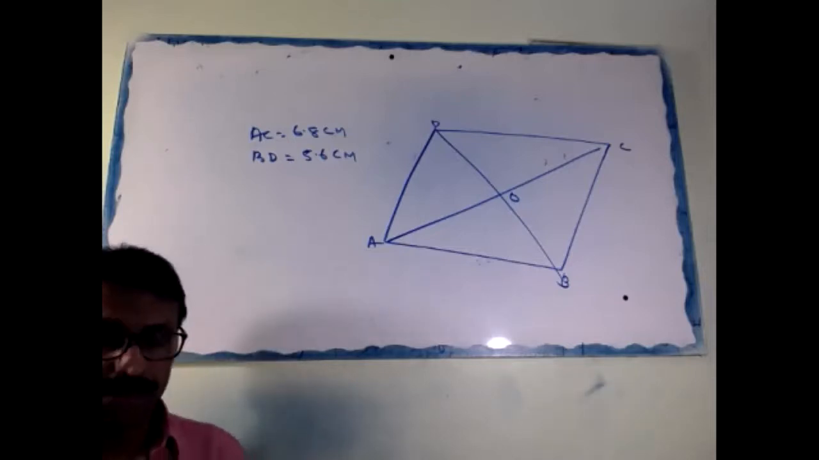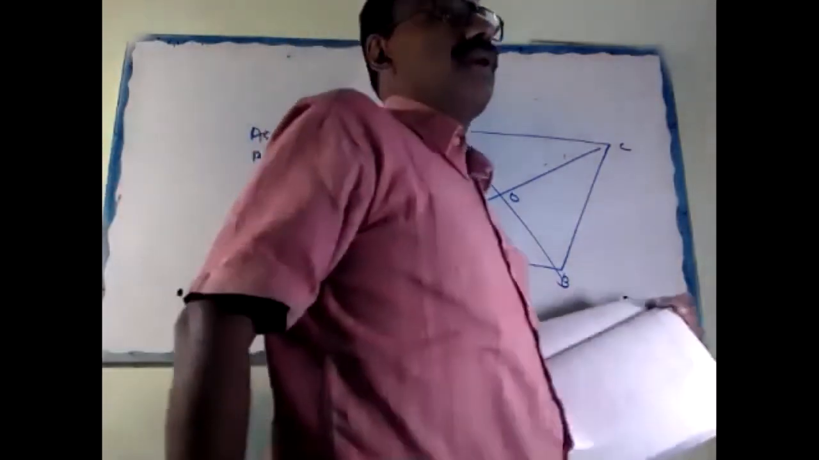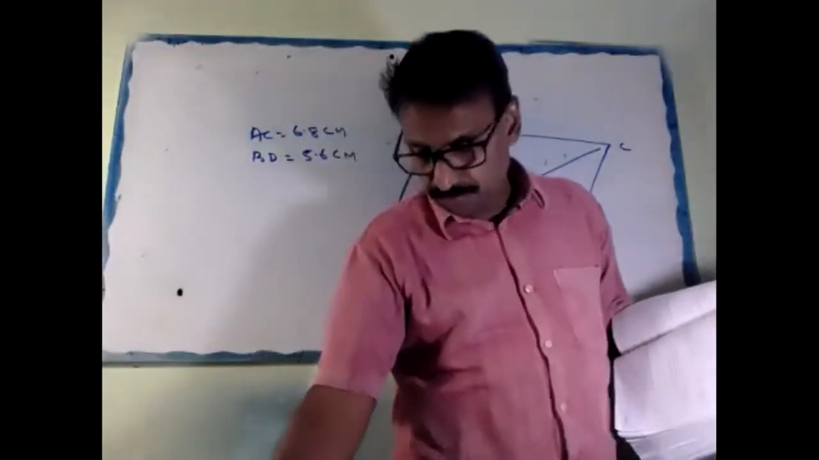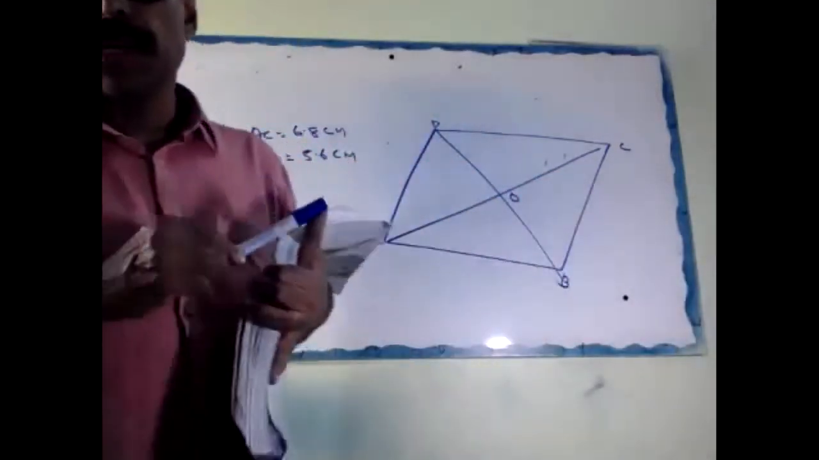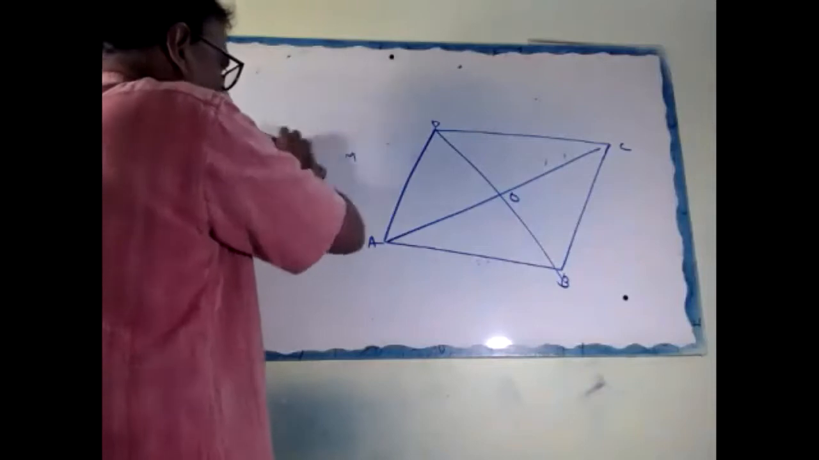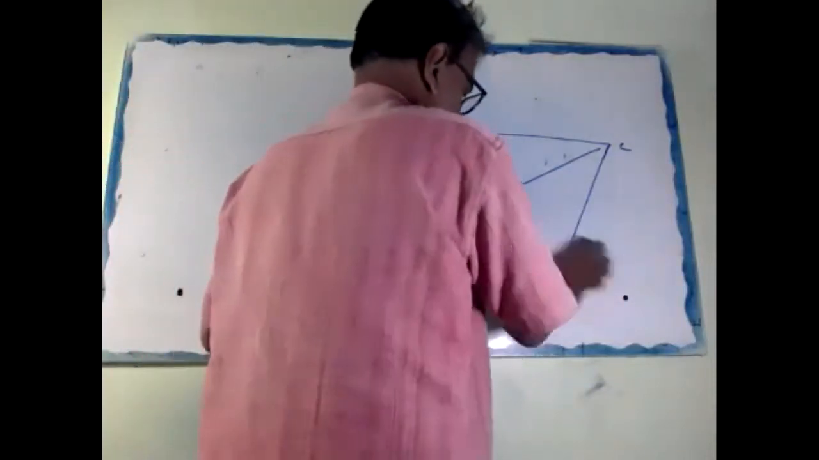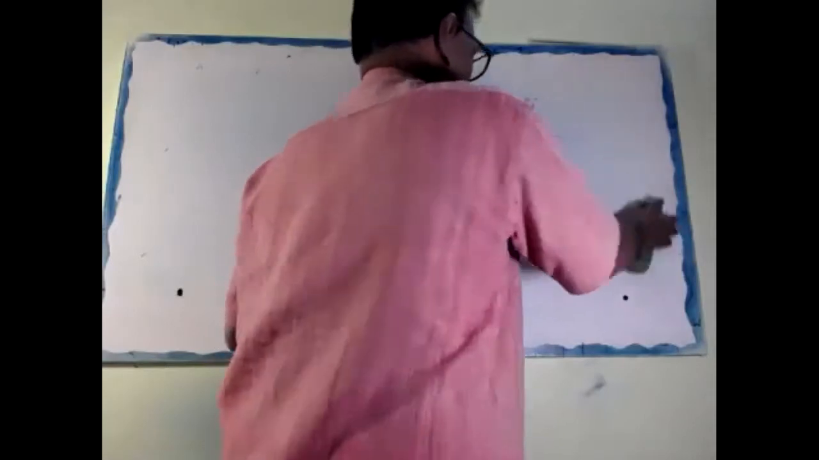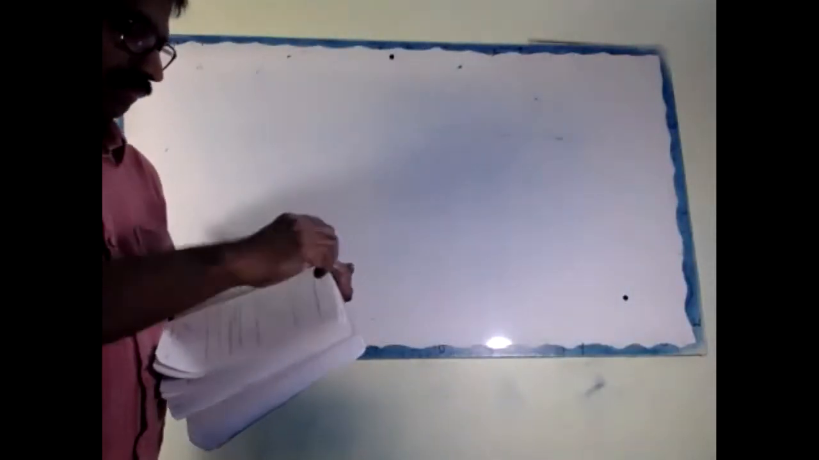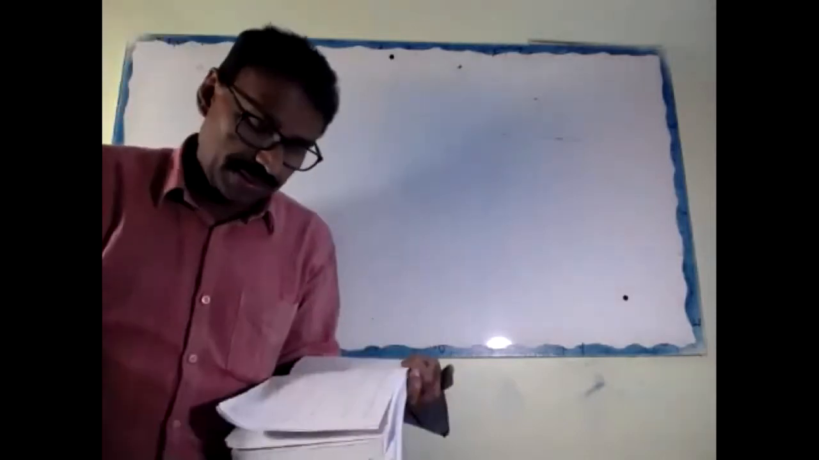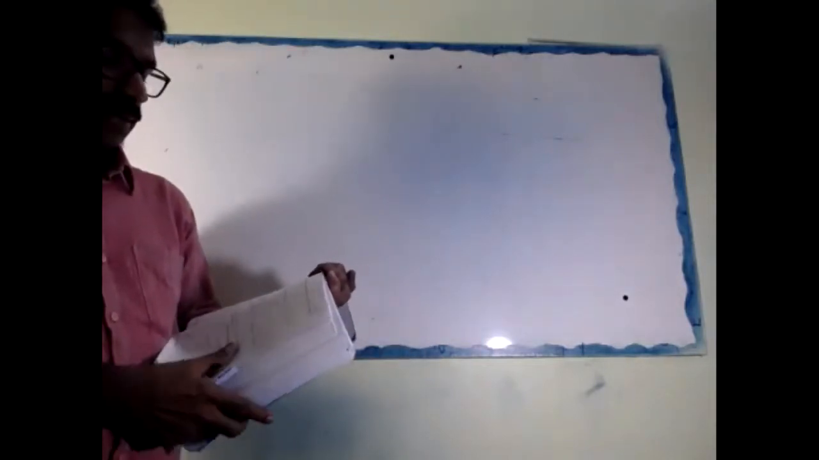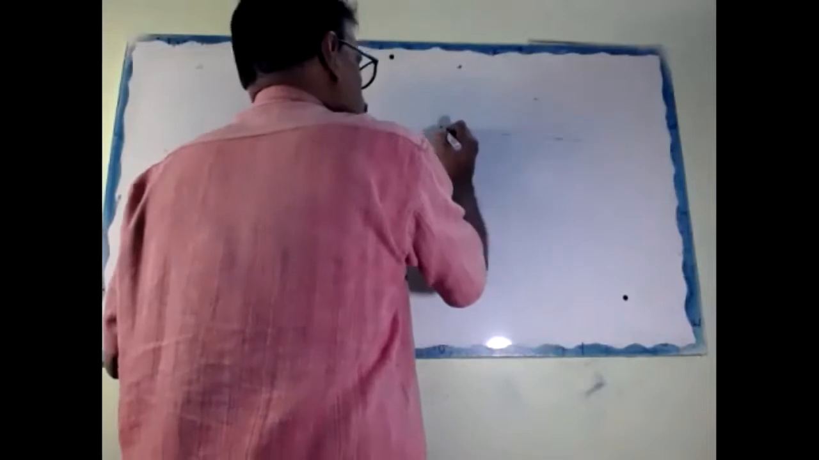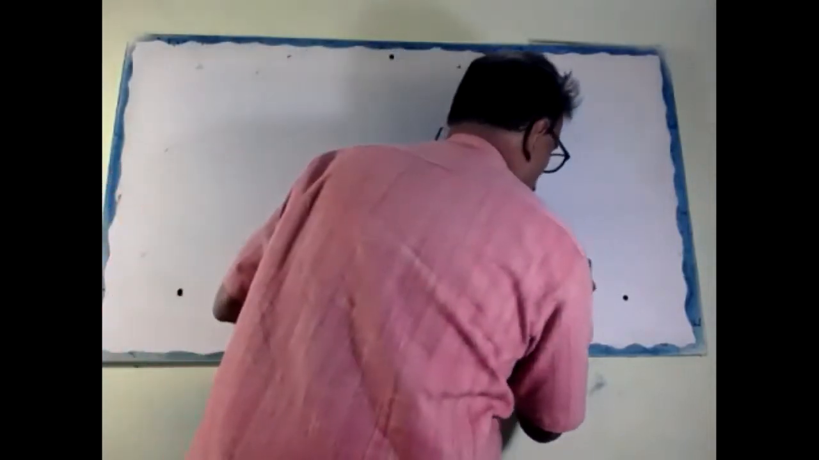ABCD is a parallelogram. Line segments AX and CY bisect the angles A and C.